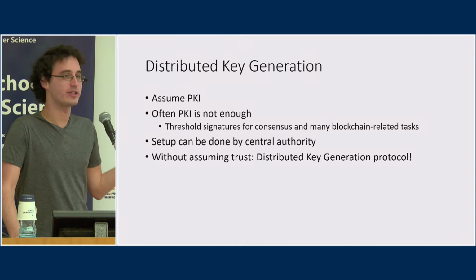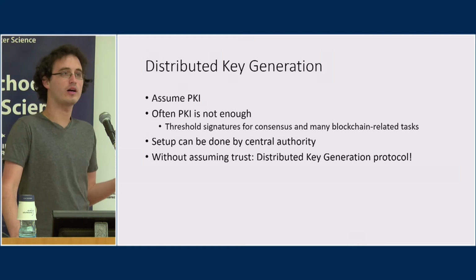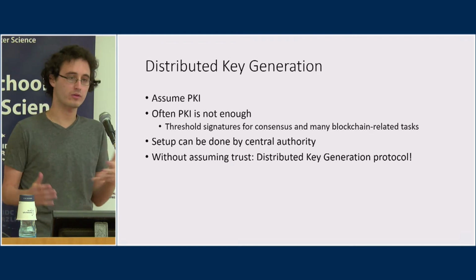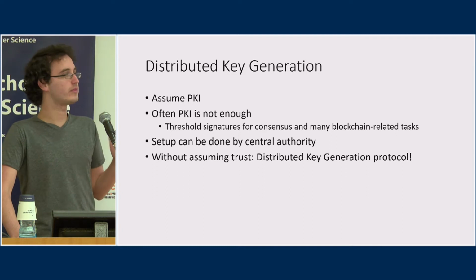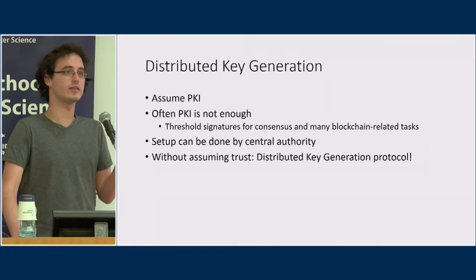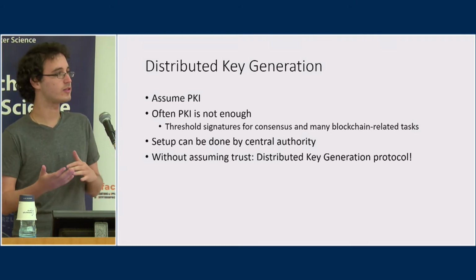So distributed key generation, what is it? What is it good for? When we work in cryptographic settings with cryptographic protocols, we generally assume a public key infrastructure. So each party can have a public key and a secret key associated with it, and parties can, for example, sign messages or encrypt messages.